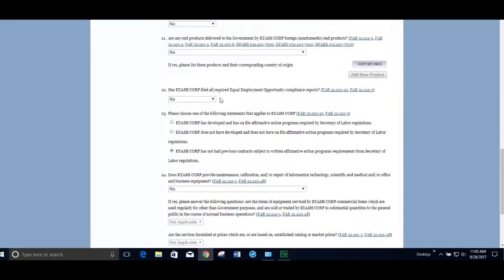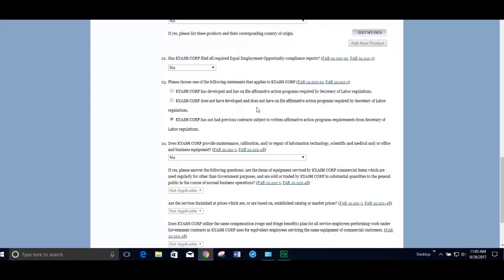Again, these are pre-populated from my prior updates. Has Kayash Corp filed all required equal opportunity compliance reports? No, we don't need to. We're a small business. We're small disadvantaged. Now, when we get to a size where we're that big, then we would have to do that.